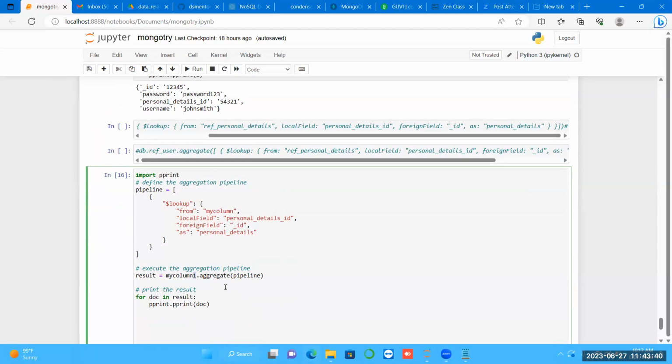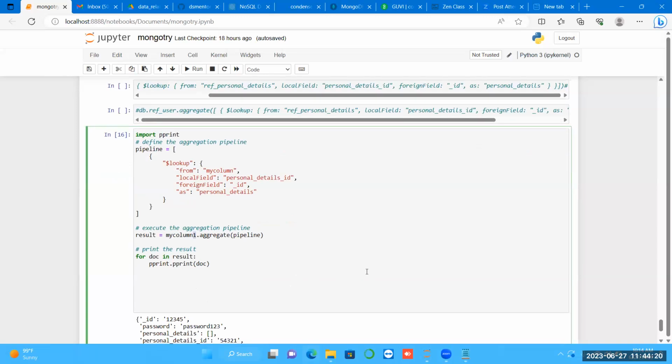Just 1 minute. Why am I not getting the details here? Hold on a second. Lookup from personal details, ID, password, first name, last name, DOB. Reference user, foreign ID: the users table foreign ID will be the same as personal details. Users personal details ID is the foreign key of the ID table.